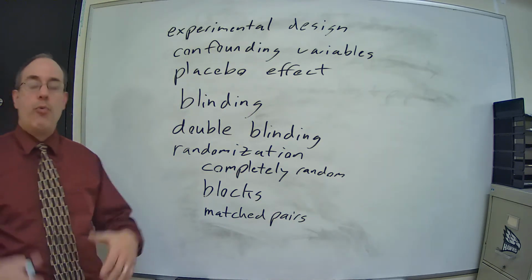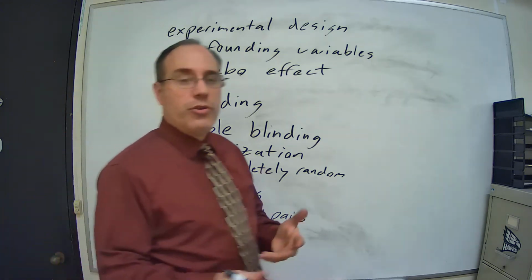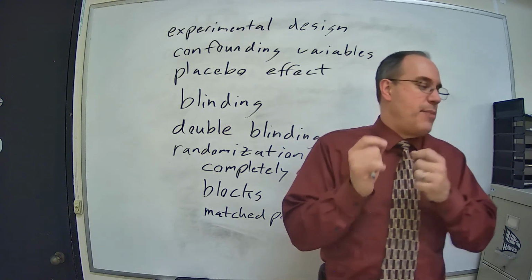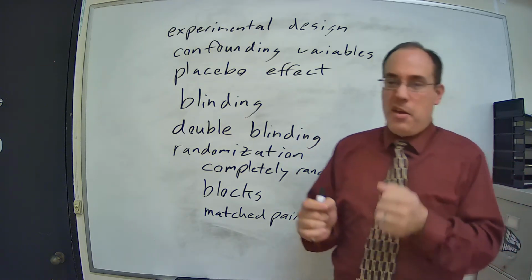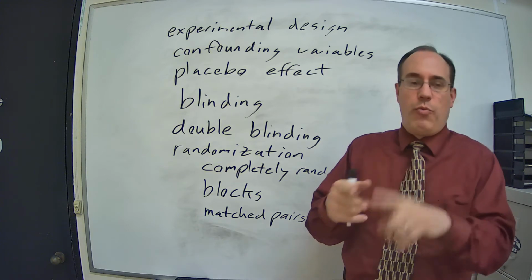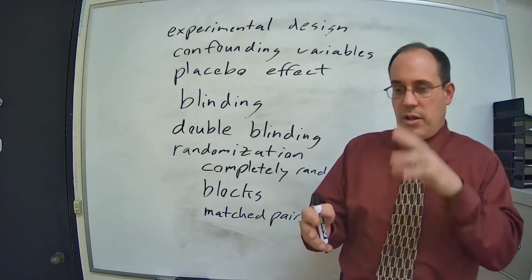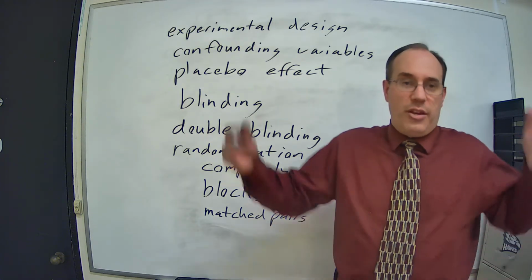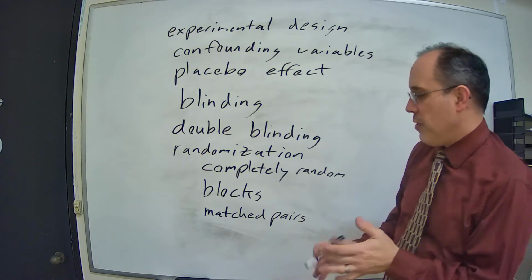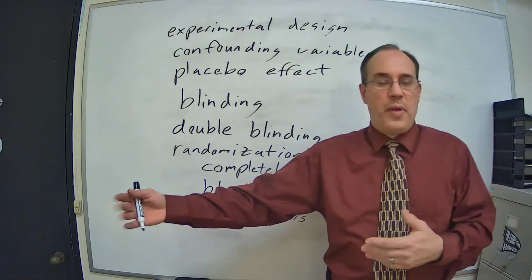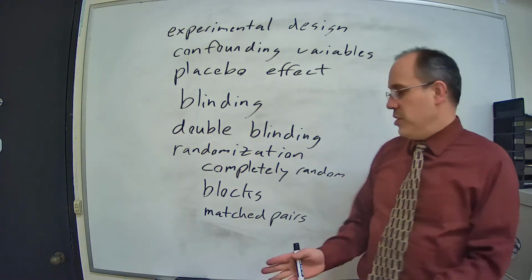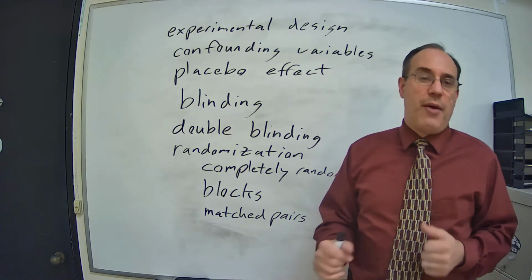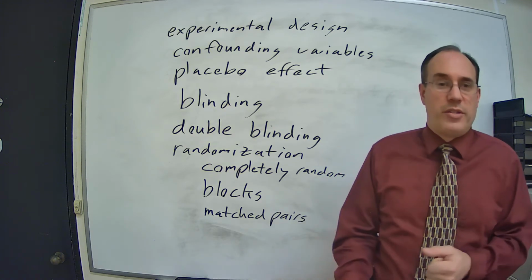Matched pairs means that we take two subjects that are as close to the same as possible. We try to get the same age, height, weight, gender, activity level, hair color, race, creed, everything we can to get them as closely matched as possible, and then put one in the control group and one in the treatment group. And we do that and find a whole bunch of matched pairs, and split them into the groups that way so we can get the best comparison.